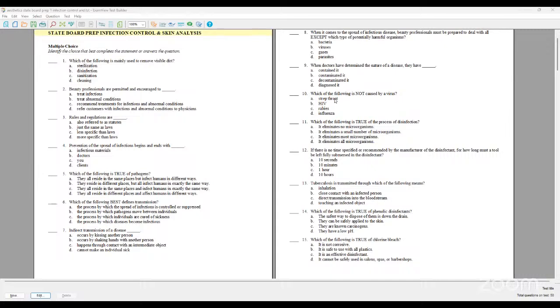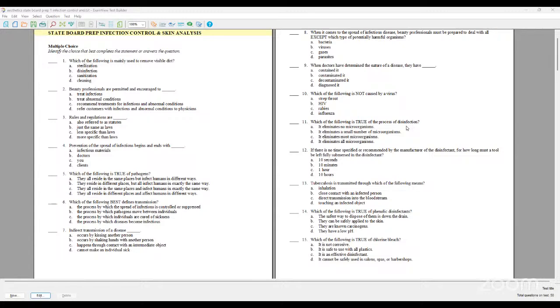Streptococci bacteria. So number 10 is A. Number 11. Which of the following is true of the process of disinfection? It eliminates no microorganisms. It eliminates a small number of microorganisms. It eliminates most microorganisms, or it eliminates all microorganisms.